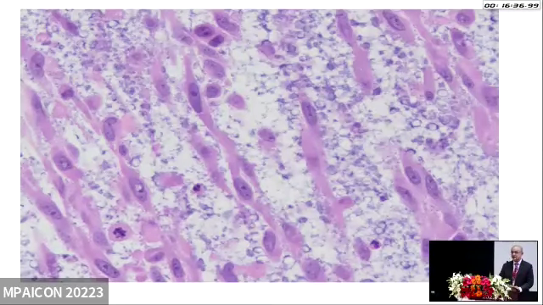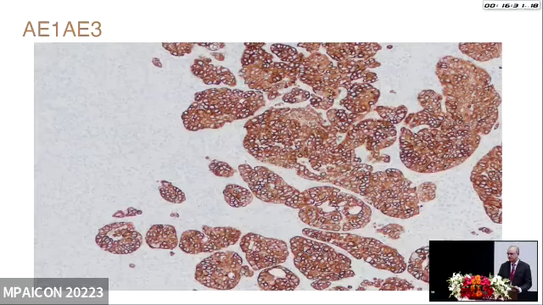So I started looking hard. I found that there were some areas that looked very spindled, which I had not noticed earlier. So it had a biphasic morphology. So I added more stains to it. Again, those were negative. I added a third round of immunostains. Those were also mostly negative. So I'm going to show the ones that came up as positive.